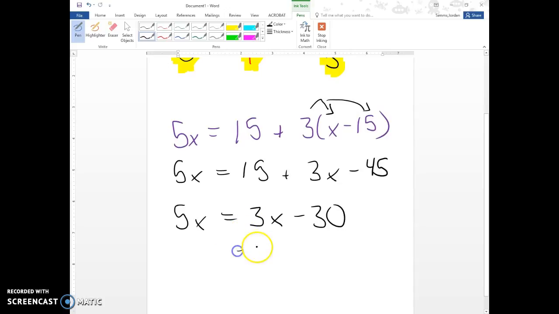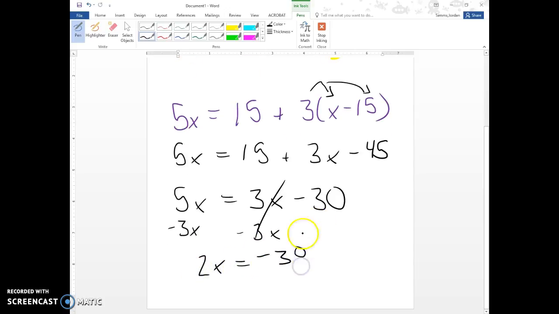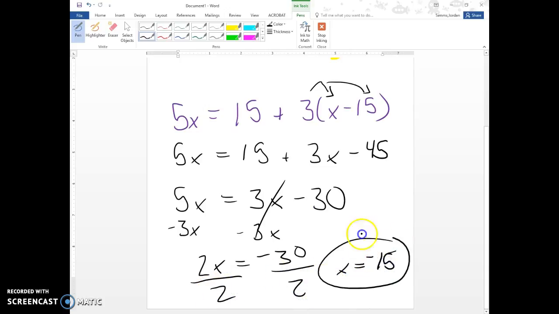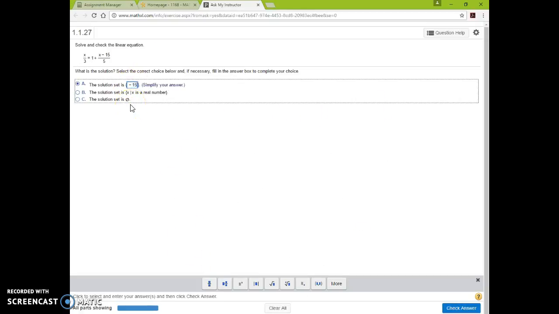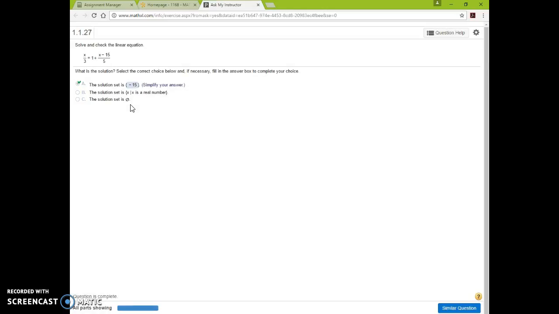Now I'll get my x's over. I'll subtract 3x from both sides. This is gone, so I have 2x equals negative 30. And then lastly, we'll divide both sides by 2. So x should come out to be minus 15. All right, and if we plug that in, minus 15, there we go. That's our solution.